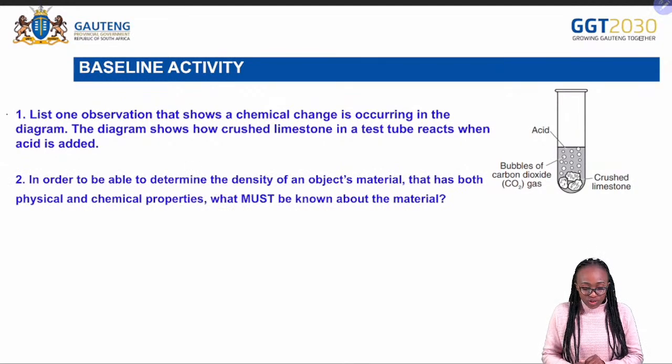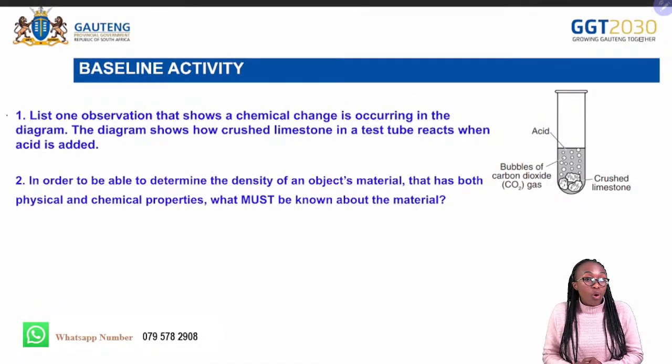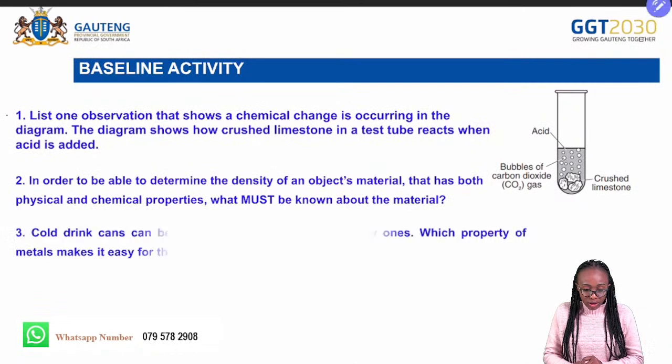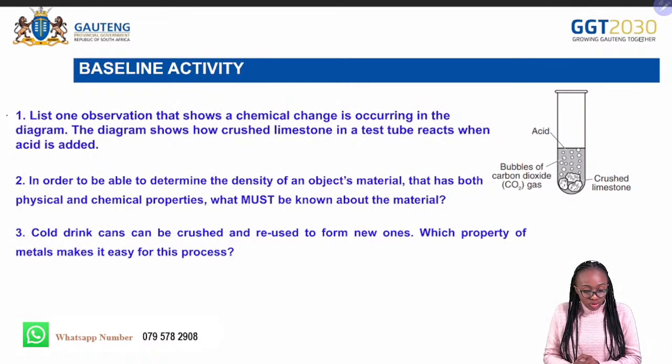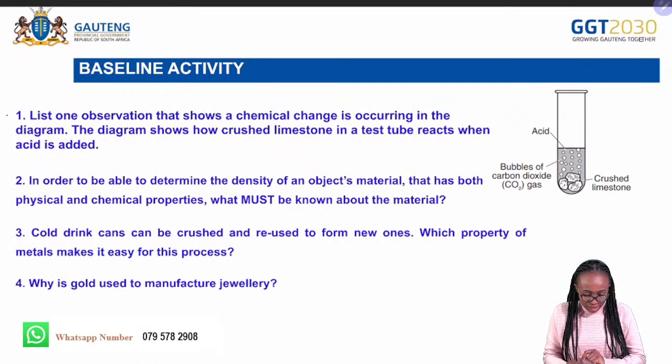The second question is, in order to be able to determine the density of an object's material that has both physical and chemical properties, what must be known about the material? The third question, cold drink cans can be crushed and reused to form new ones. Which property of metals makes this easy? And the last question is, why is gold used to manufacture jewelry?